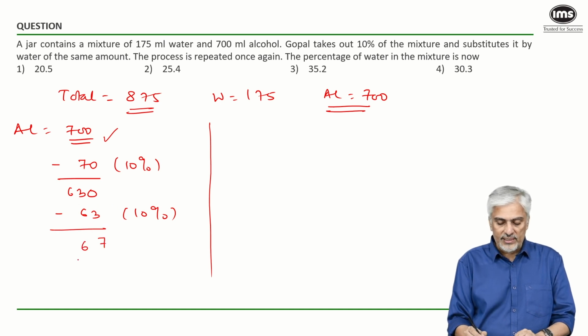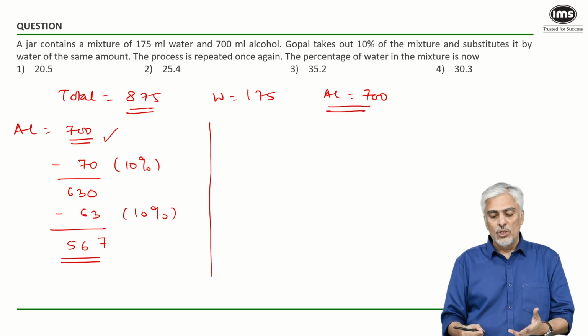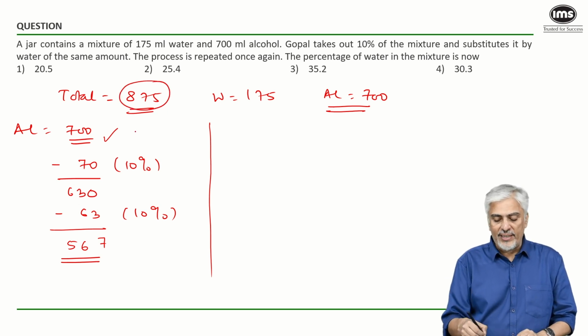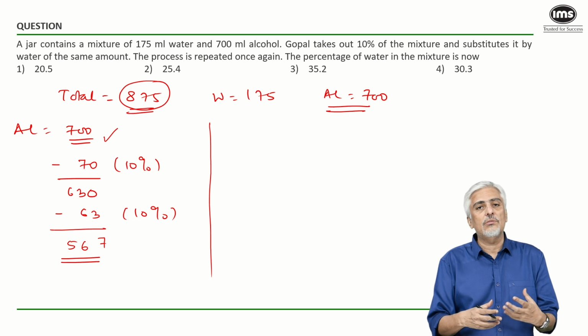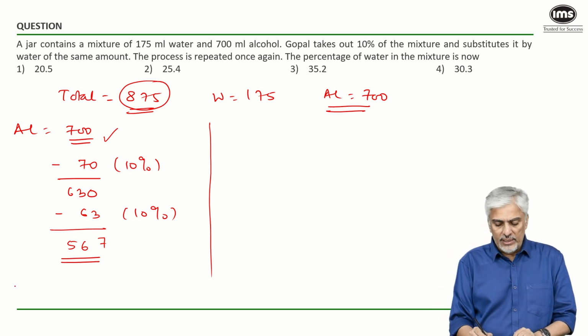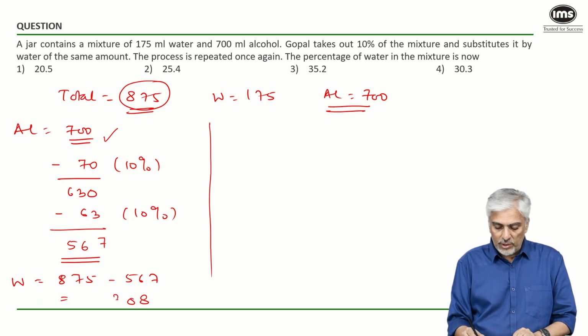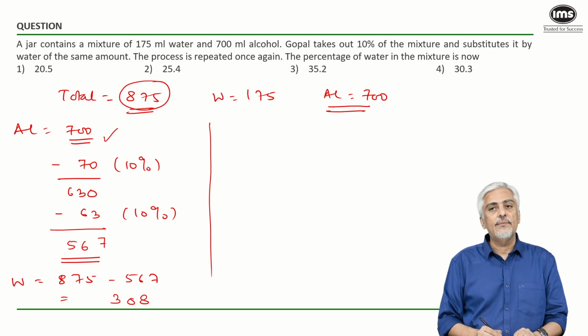The amount of alcohol left is 567. So water will be 875 minus 567. Don't even worry about calculating water. How much was water, how much added, don't worry about all that. So water automatically will be 875 minus 567. 15 minus 7 will be 8. 6 minus 6 will be 0. And 8 minus 5 will be 3. So water will be 308.